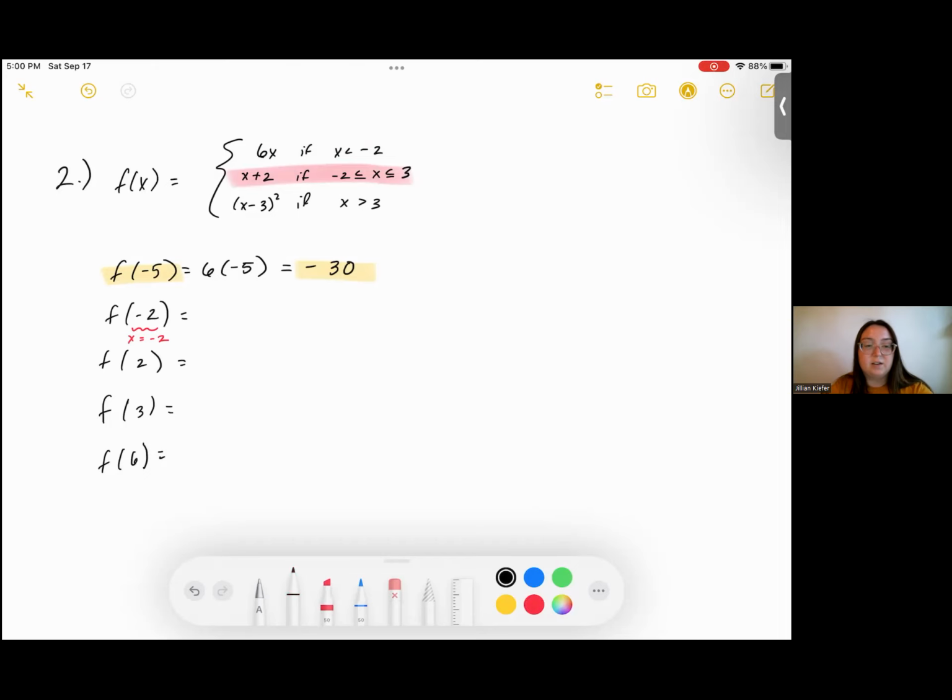So we'll go ahead and use -2 in this function here. We have x plus 2. So this is really going to be -2 plus 2, which comes out to 0. So f of -2 would be 0.